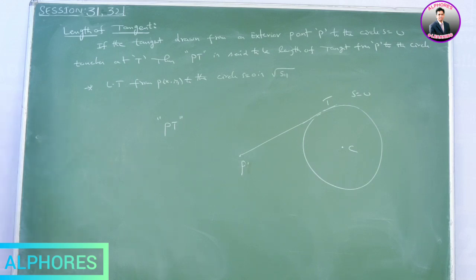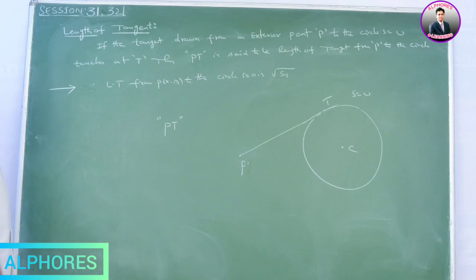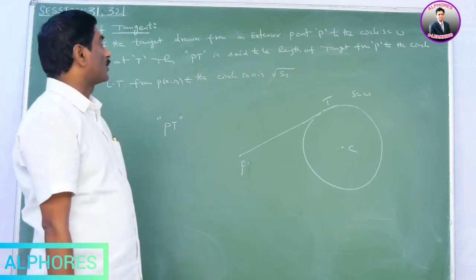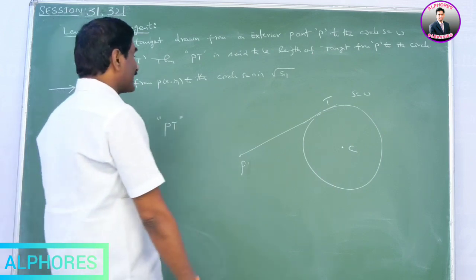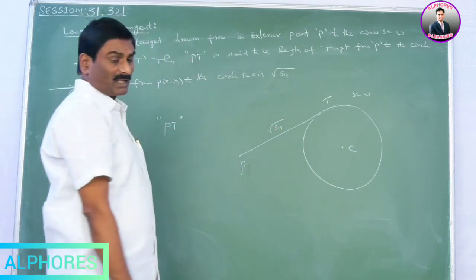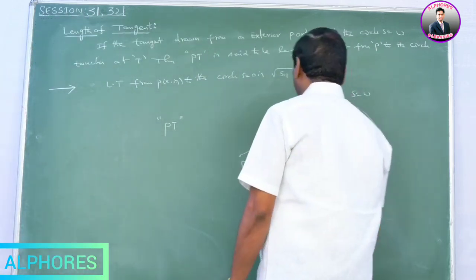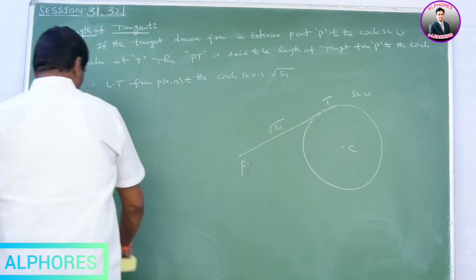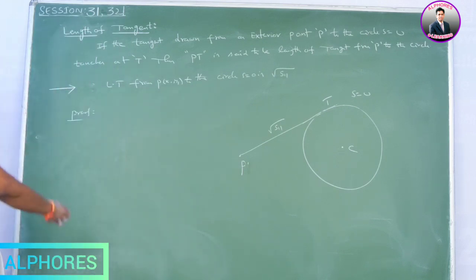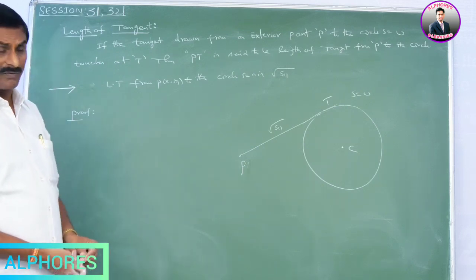Okay, next. Very, very important statement. The length of the tangent from P(x1, y1) to the circle S is equal to 0 is root S11. This length is nothing but this value, equal to root S11. Very, very important formula. Proof.